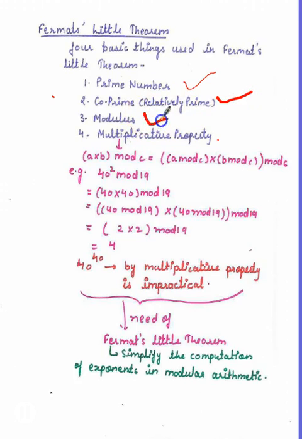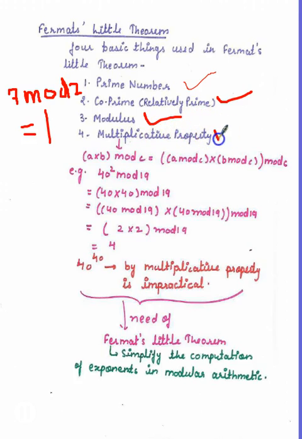Third is the modulus operator. The modulus operator gives us the remainder. For example, if I write 7 mod 2, it means 7 will be divided by 2 and the resultant remainder is 1 in this particular example.